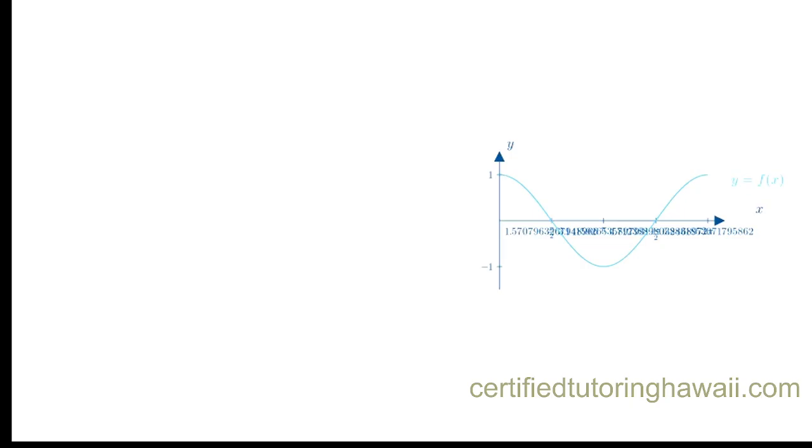First, let's look at the starting point, the y-intercept. This is where the graph crosses the vertical axis. We can see that when x equals 0, the y value is 1. This is the graph's maximum value. This is the signature start of a cosine wave.